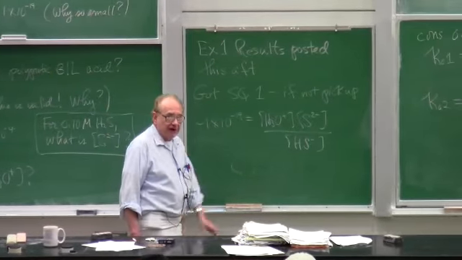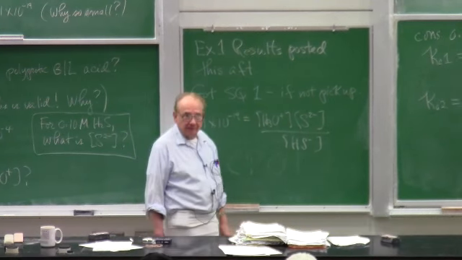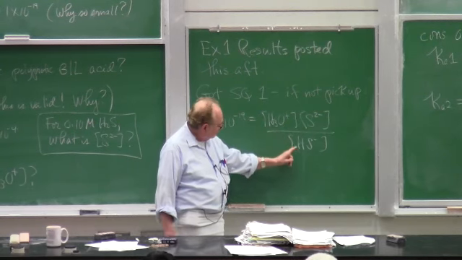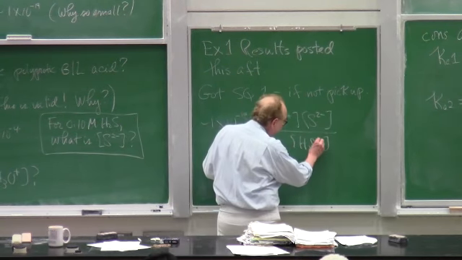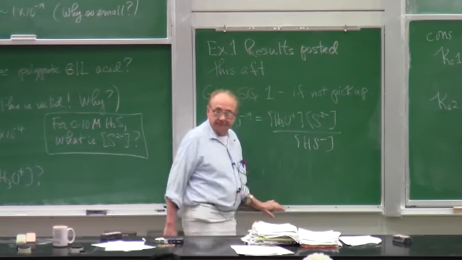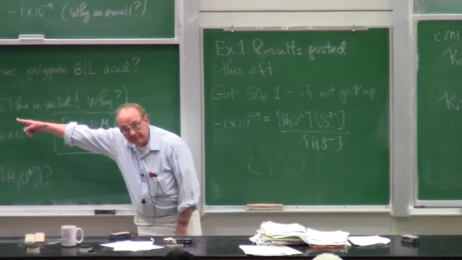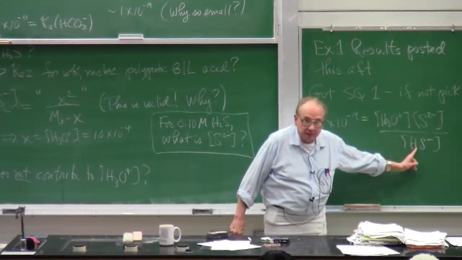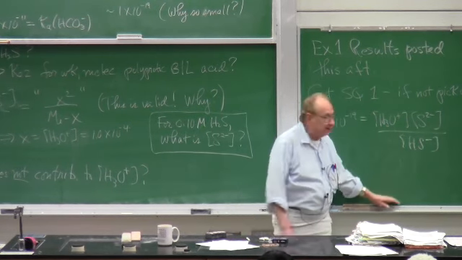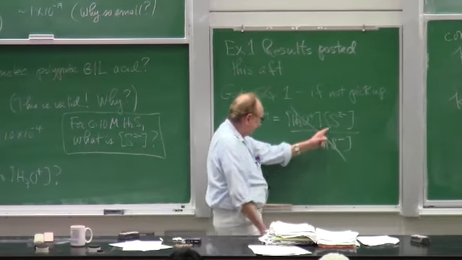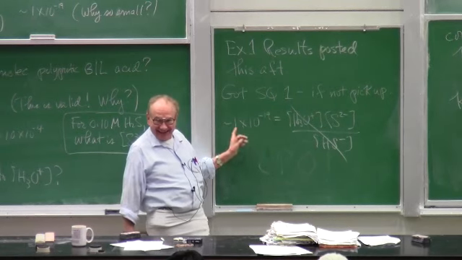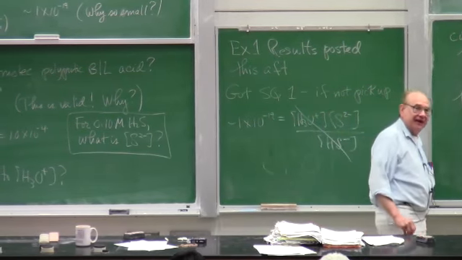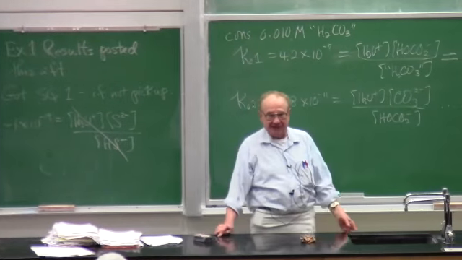So, for any H2S solution, how does the hydronium ion molarity compare to the HS minus molarity? How does this molarity compare to this molarity? They are the same. So there's your sulfide ion molarity. It's Ka2. It's independent of the molarity of the H2S solution. How about that?